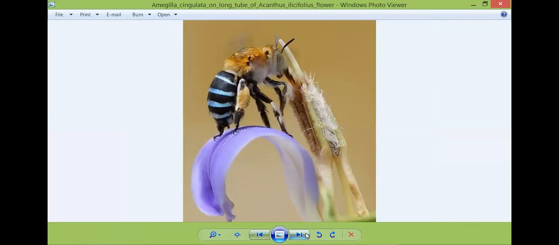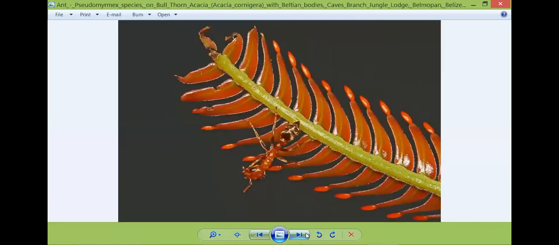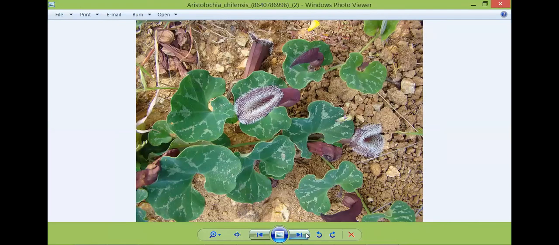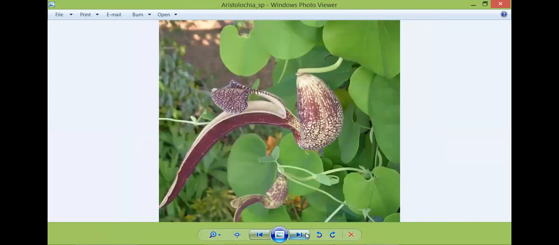See again, this is a beautiful variety. So how the plants are modifying for their host.